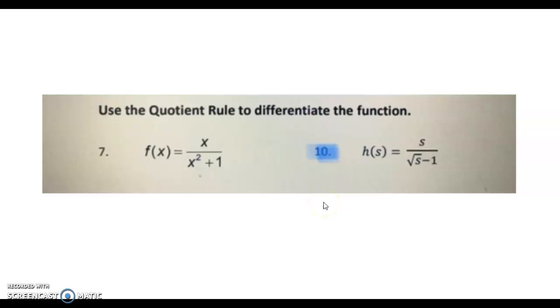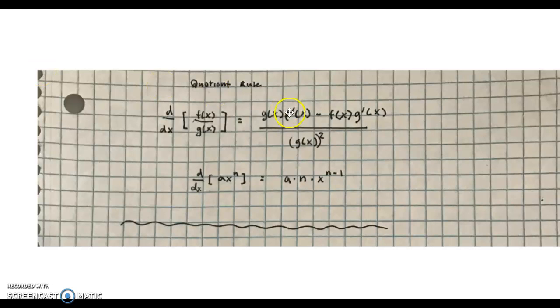This problem wants us to use the quotient rule to differentiate the function. The function we have is s over square root of s minus 1. First, we need to identify the quotient rule and what it states.